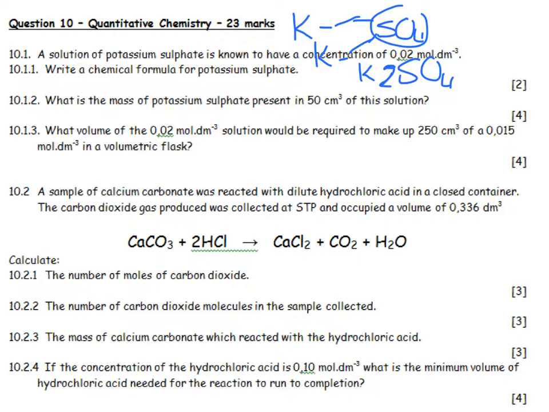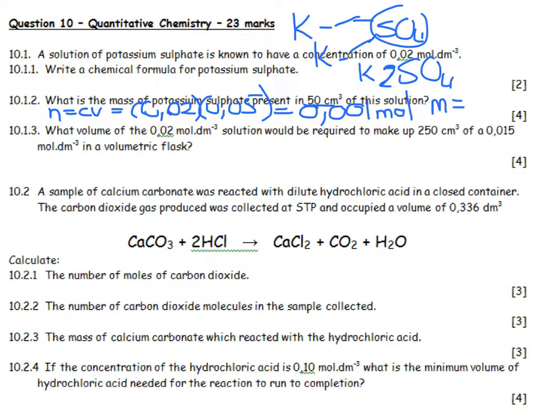K2SO4. What mass of potassium sulfate is present in 50 centimeters cubed of the solution? First, I need to get the number of moles that are in that solution. Number of moles is equal to concentration times volume. The concentration is 0,02, and the volume is 0,05. I need to convert that 50 centimeters cubed into decimeters cubed, so it becomes 0,001 moles.